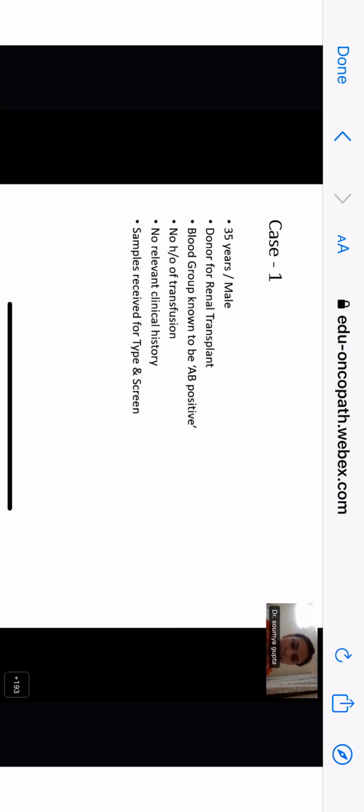This is a case of a 35-year-old male who came as a donor for renal transplant. The known blood group was AB positive with no history of previous transfusion and no other relevant clinical history. Samples were received for typing and screening. Correct. So from whatever is given in the introduction of this case, is there anything which you want to comment upon?